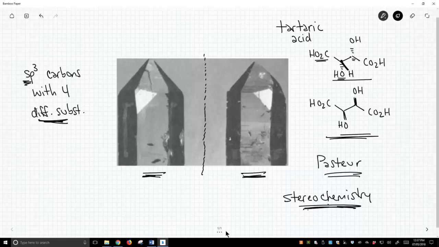Now, we're going to talk more about this, but this is where these ideas came from, and Pasteur figured out that there was this idea of stereochemistry and more properly chirality, or a lack of symmetry, asymmetry, possible in organic molecules.